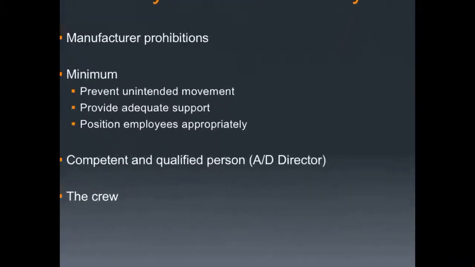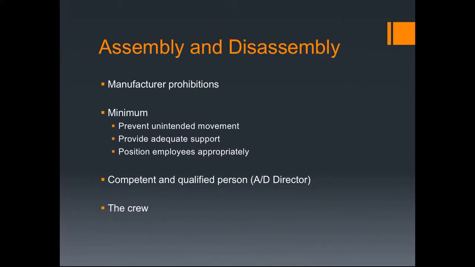When dealing with assembly and disassembly of a crane, this is one of the main causes of fatalities in dealing with cranes. There are several different procedures that you can use as a guide to follow under OSHA. But regardless, you must always comply with the manufacturer prohibitions of that specific supplier of the crane. At a bare minimum, these are three main things you should do with assembly and disassembly: you should always prevent unintended movement, provide adequate support, and position employees appropriately.